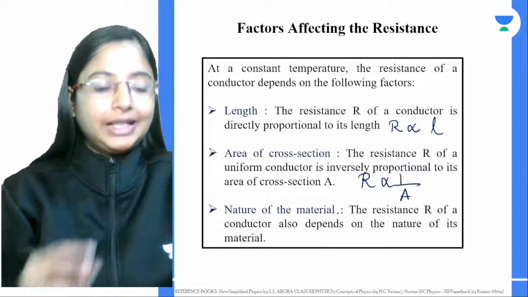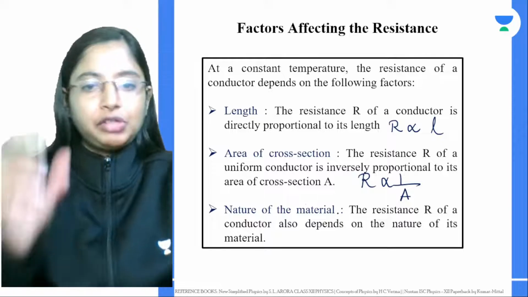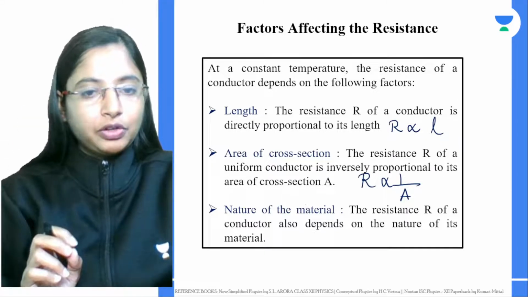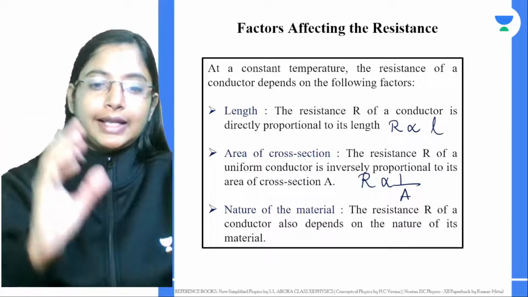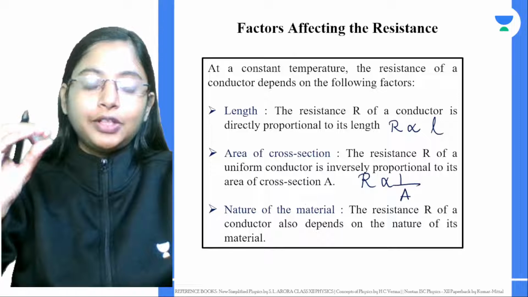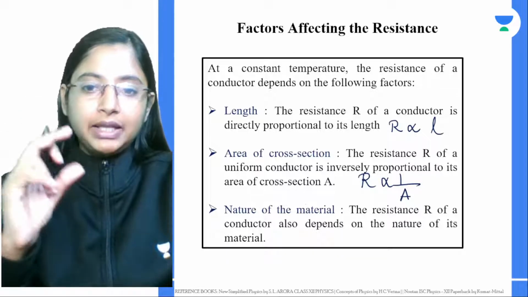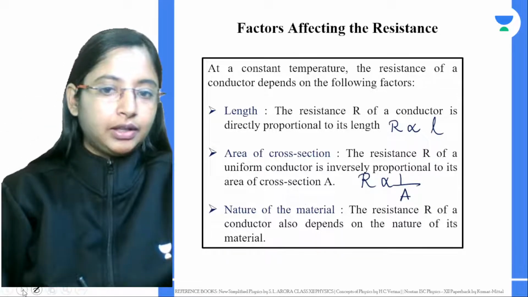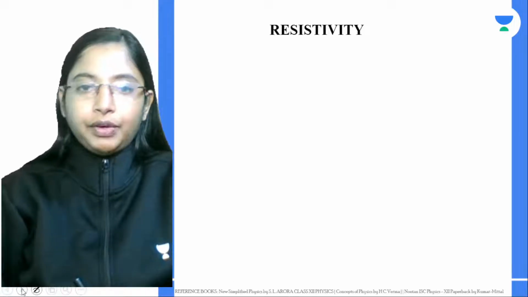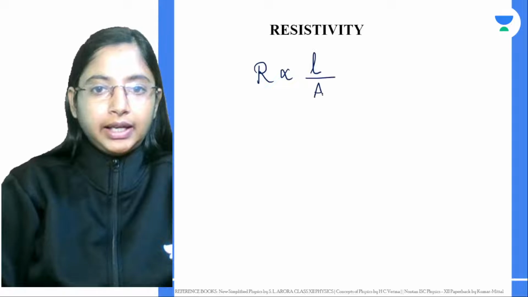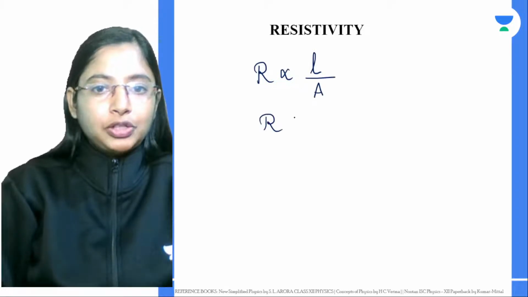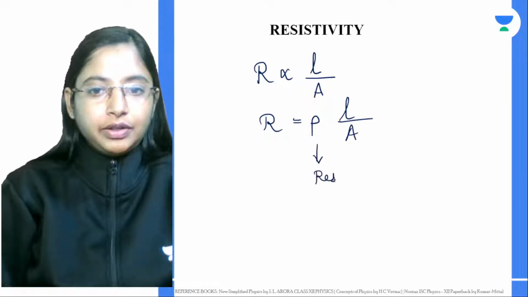Next, the third thing is the nature of the material. It depends on what material it's made up of. If you take the same length and same cross-sectional area, a nichrome wire's resistance is 60 times more when compared with a copper wire. Now resistance is proportional to length of the conductor and area of cross section. To remove the proportionality constant, we introduce rho, the proportionality constant, which is called your resistivity.